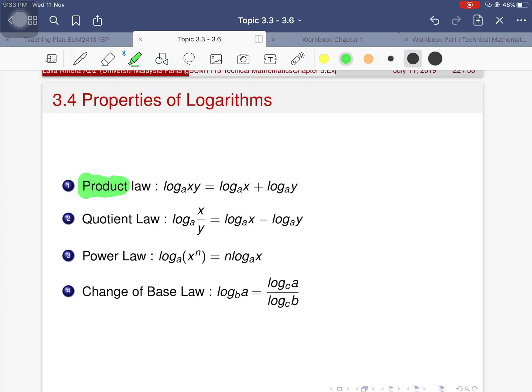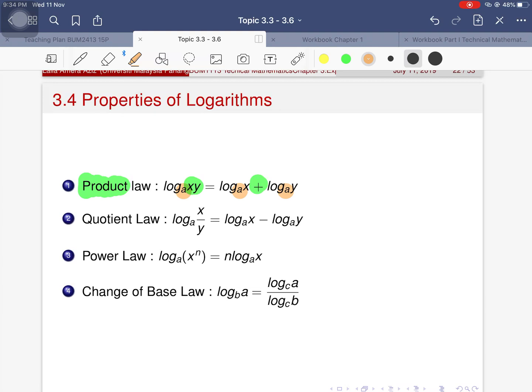As the name suggests, this is going to be used when we have a product of two functions in terms of logarithm. Here I have log base a of x multiplied by y. Because they are a product, I can separate them, and it's going to be a plus. Both of them become a separate log with the base of a. So it's just going to be log x plus log y. That is the product law.